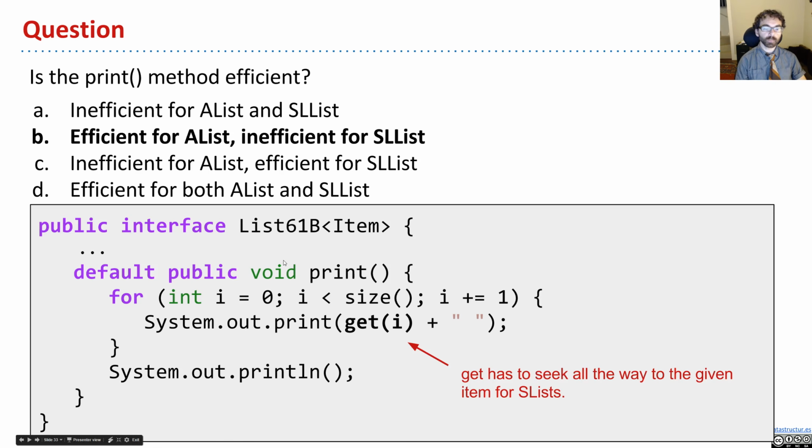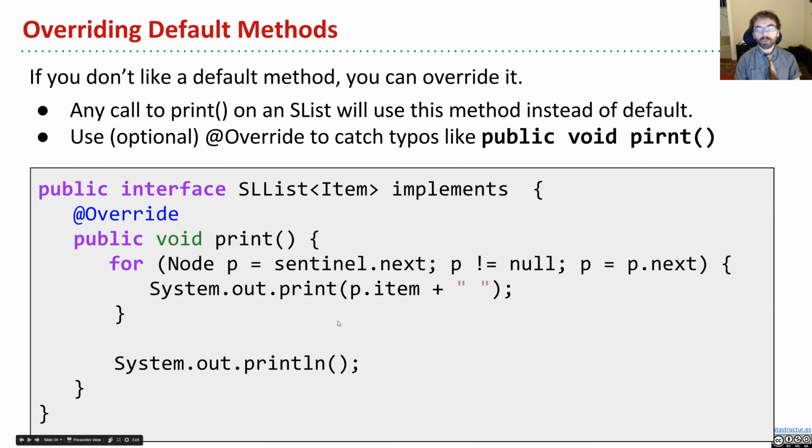The existence of this print method in List61B means we don't have to write something for SLList. But we can see here that it's rather inefficient. So what can we do about it? One thing is we can just override what the boss says.